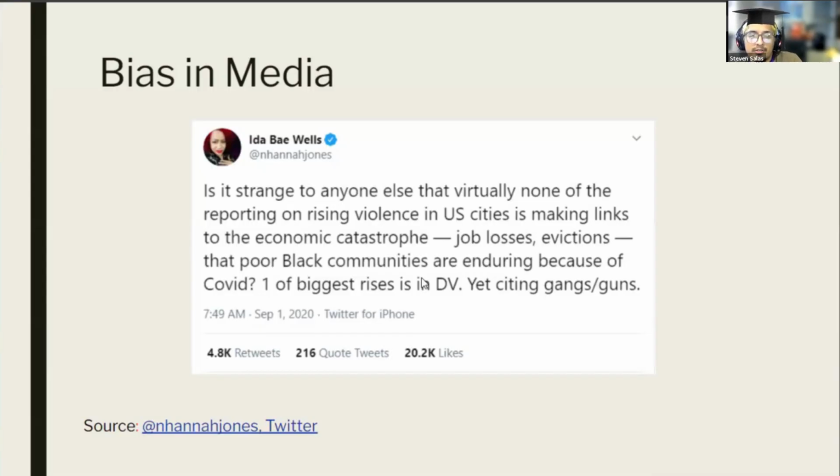So a couple years ago when COVID happened, a lot of people lost their jobs. A lot of people's health became at risk. There were a lot of evictions happening because a lot of people lost their jobs. So of course there's a lot more chaos happening. But what was happening in terms of the issue with this, it wasn't COVID, which obviously was the case in 2020. One of the biggest rises is in DV, I think that's domestic violence, but yet they cite guns and gangs as the issue of why they're in economic catastrophe.